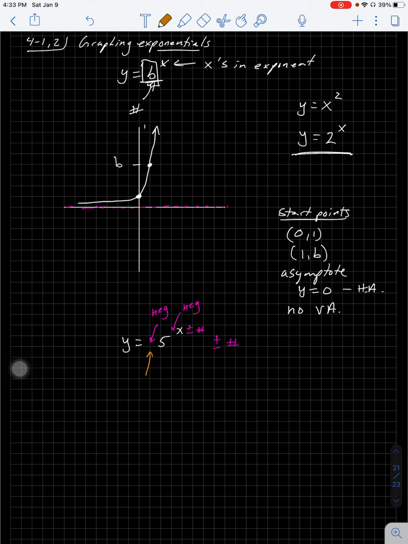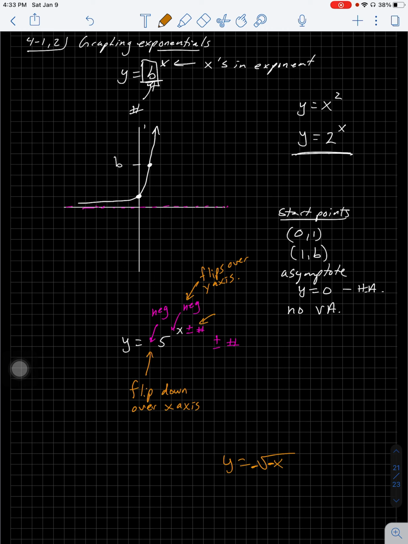This negative out front does what all negatives out in front do, and that is going to flip your graph down over the x-axis. Remember when we were doing y equals the square root of x, and you have a negative out in front, that flips it down. So same thing here. If you have a negative up here on the x, it does the same thing as a minus sign inside with the x would do on a root, and that is it flips it over the y-axis.